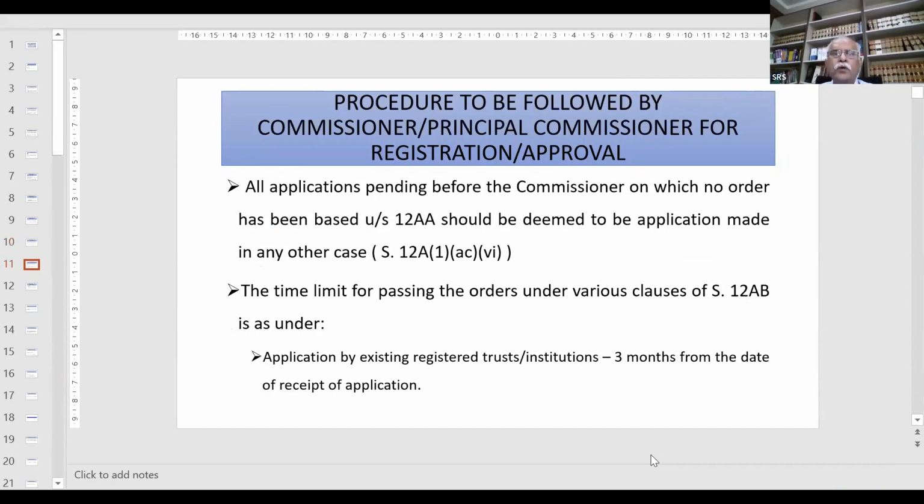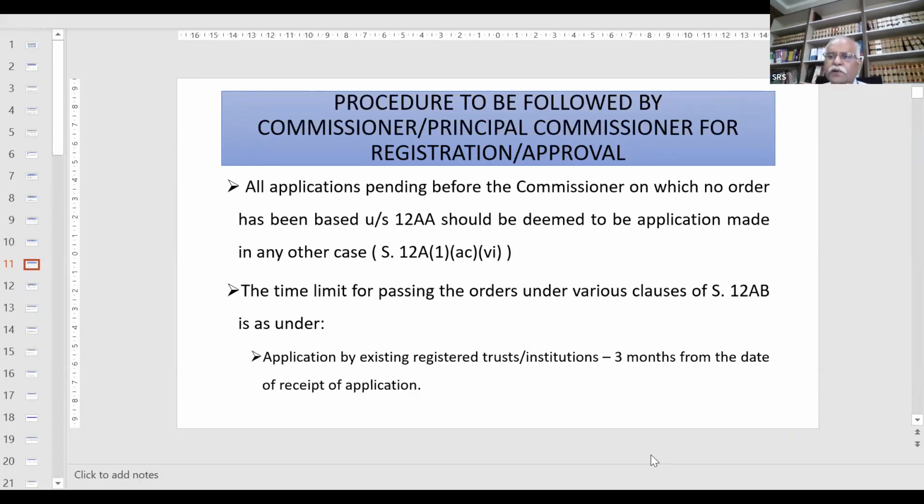Now, any pending application before the commissioner on which he has not passed the order under section 12AA granting registration or refusing registration shall be deemed to have been an application made under section, that is the last limb of section 12A1 AC, that is any other case, and accordingly it will be dealt with.